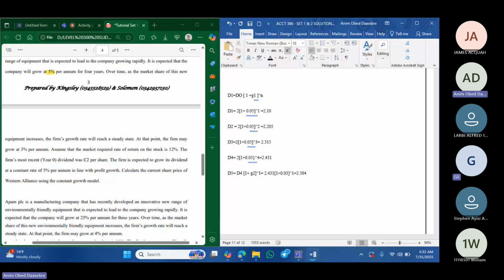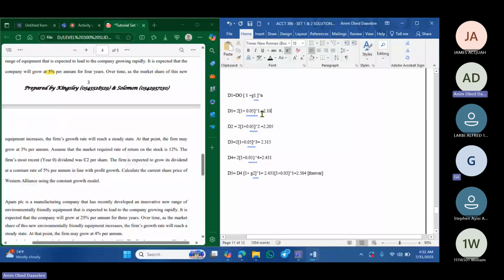So this one is what? Forever, till it doesn't end, because it will be what? A perpetuity.